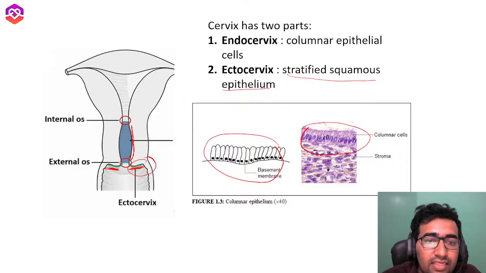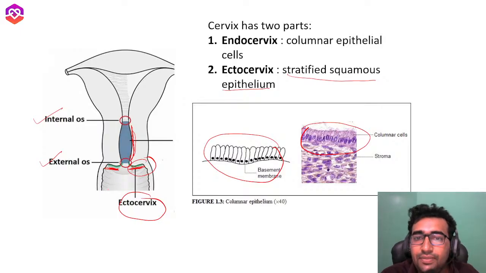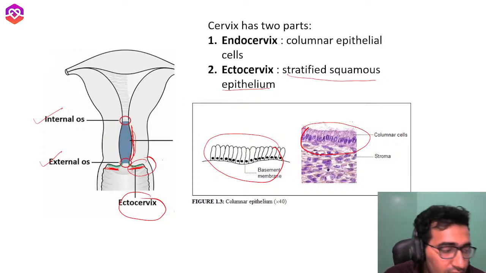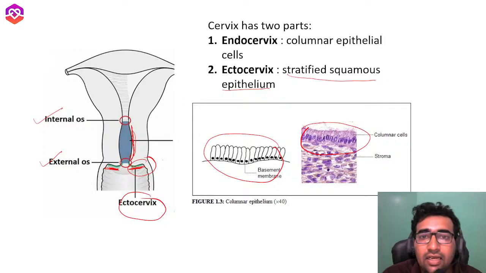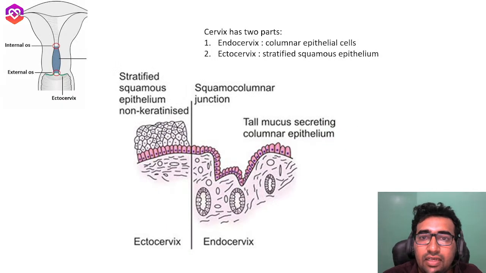More than that, I want to tell two more terms. This is the external opening, therefore external os. This is the internal opening. It's called internal os of cervix. Between external and internal os is the endocervix, and this is the ectocervix. The endocervix is lined with columnar epithelium, and the ectocervix with squamous epithelium. Let me tell in detail. Endocervix is lined with columnar epithelial cells, ectocervix with stratified squamous epithelial cells.